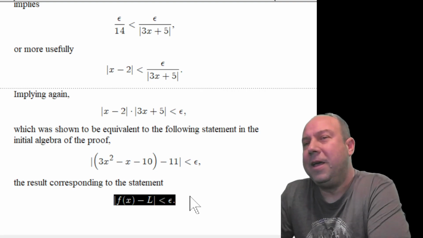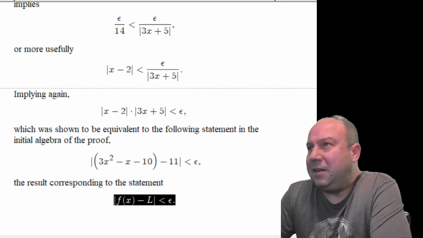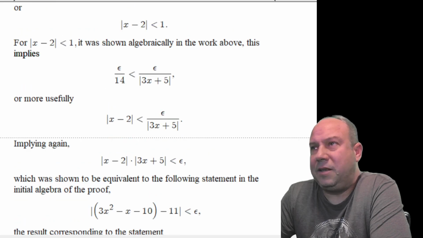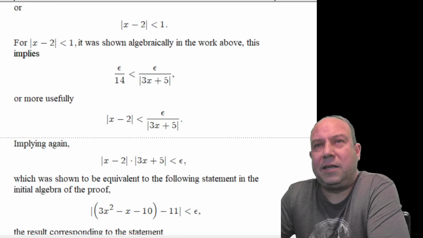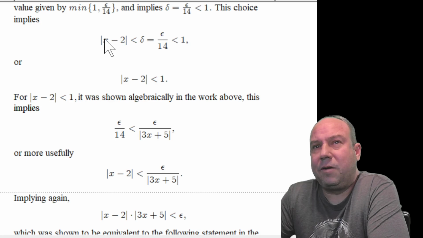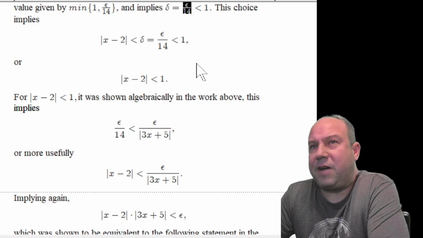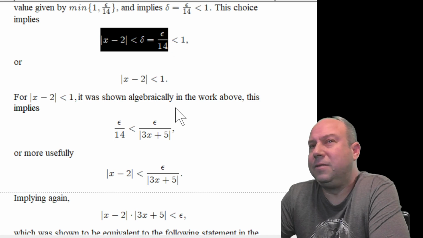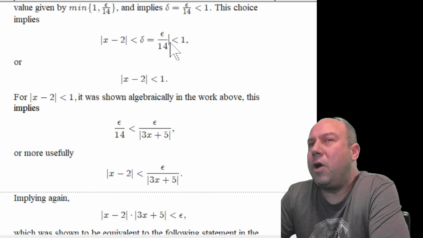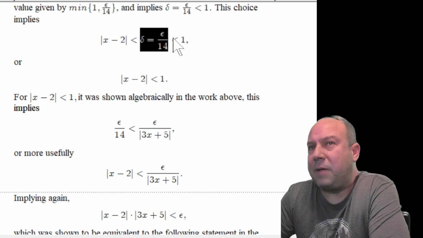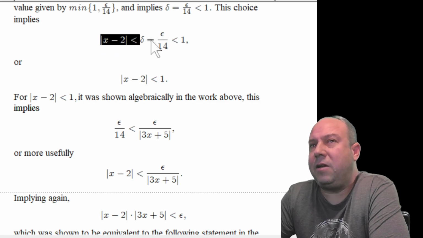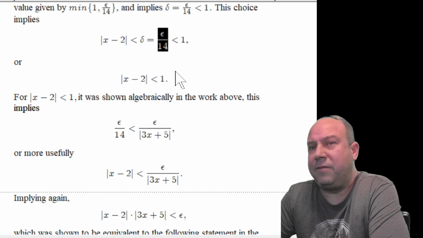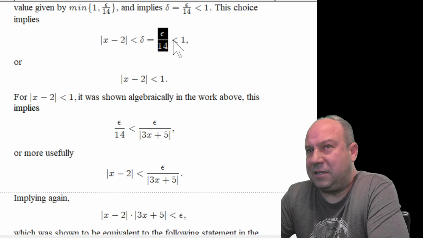This is a little power that happens in the case for inequalities. When choosing epsilon divided by 14, we are delta equal to epsilon divided by 14. We are saying the absolute value of x must be less than epsilon divided by 14, which is less than 1.